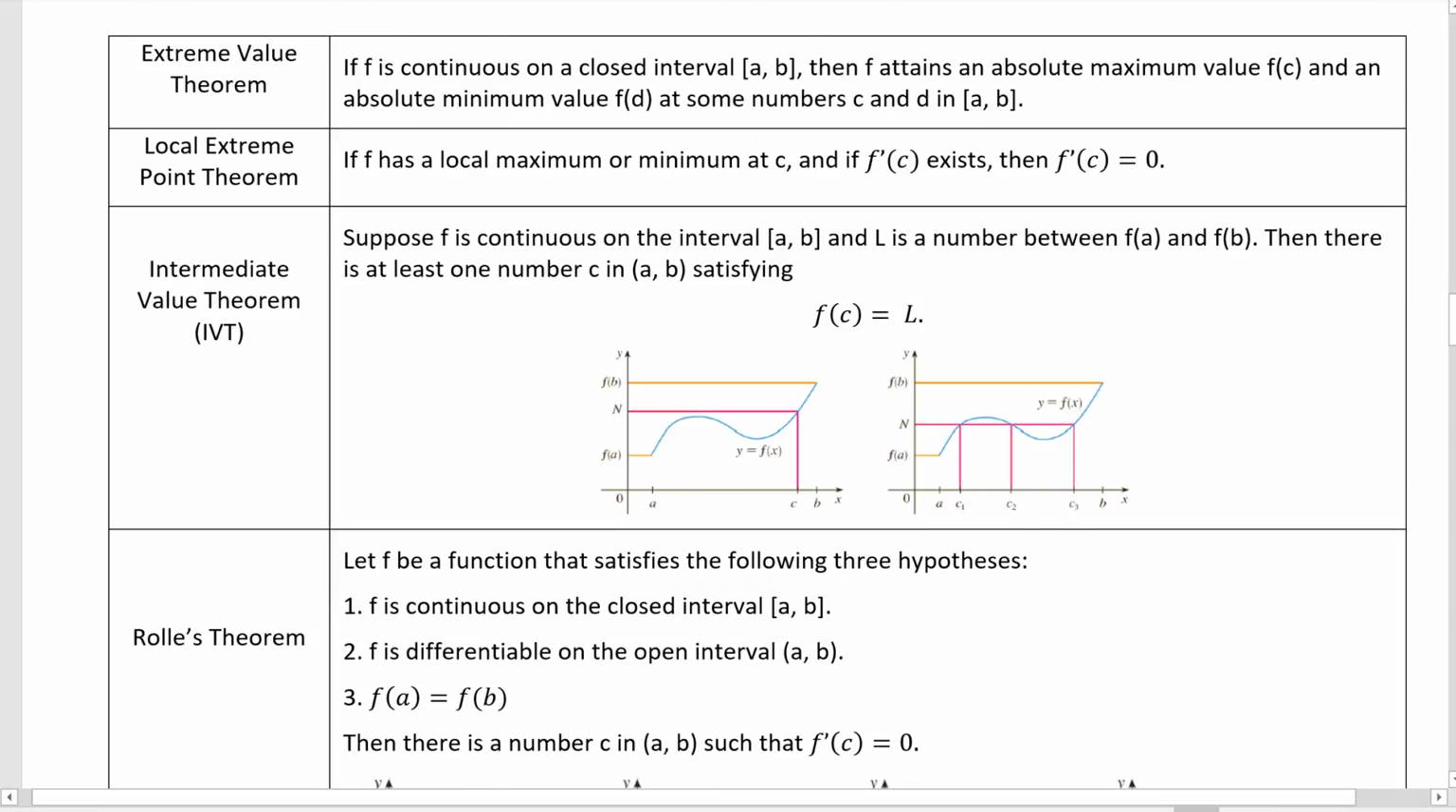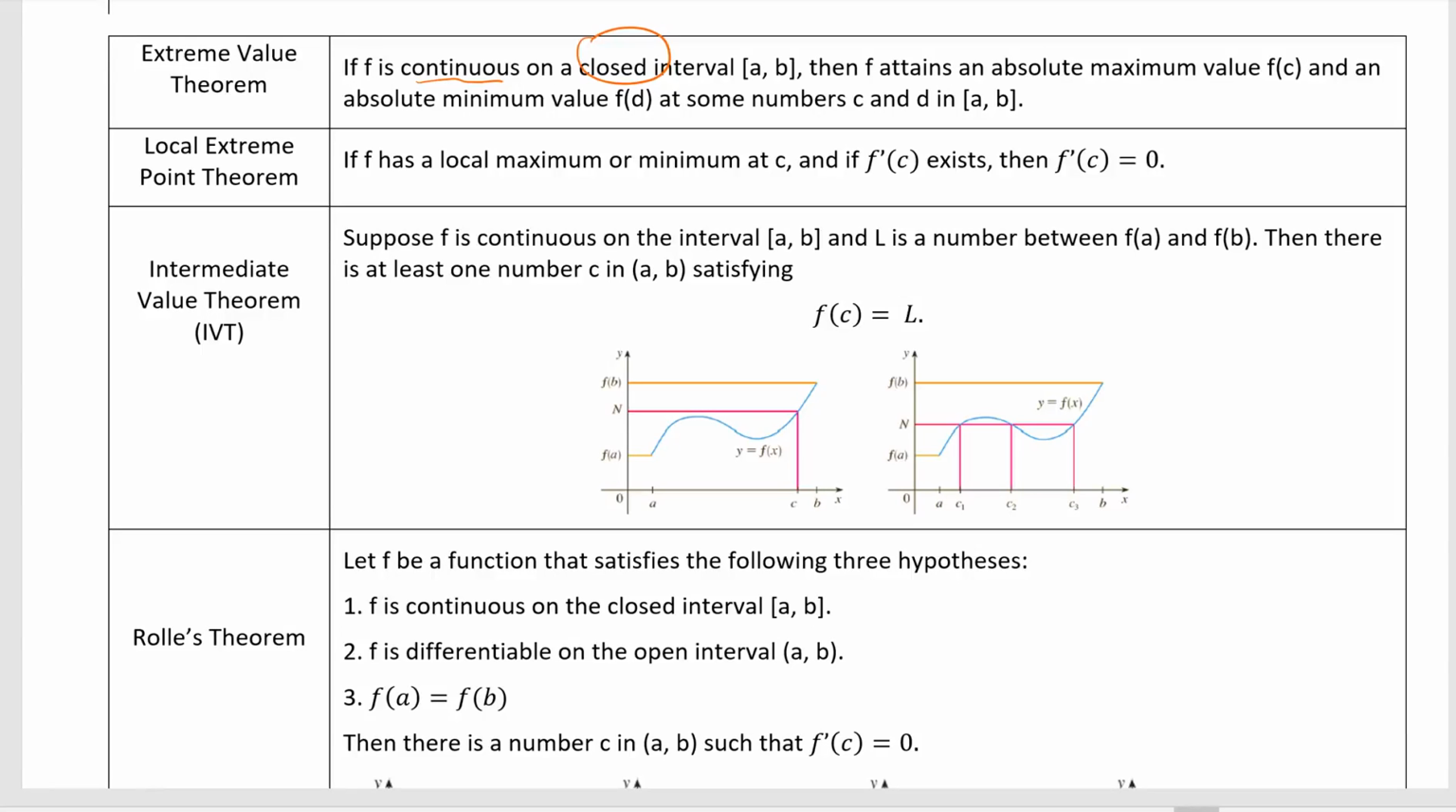Okay, so let's review what other theorems we learned. We learned the Extreme Value Theorem. What's the Extreme Value Theorem about? It says if f is continuous on a closed interval [a, b], then f attains an absolute maximum value f(c) and an absolute minimum value f(d) at some numbers c and d in the interval.